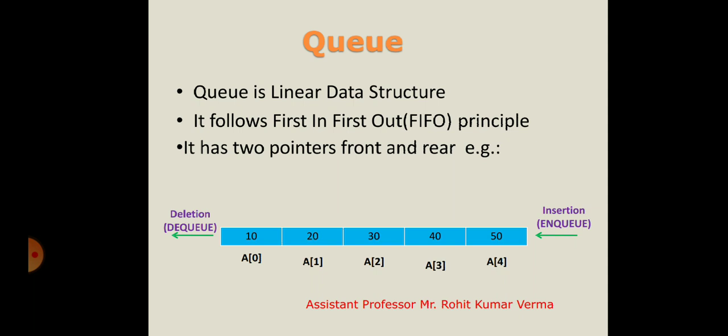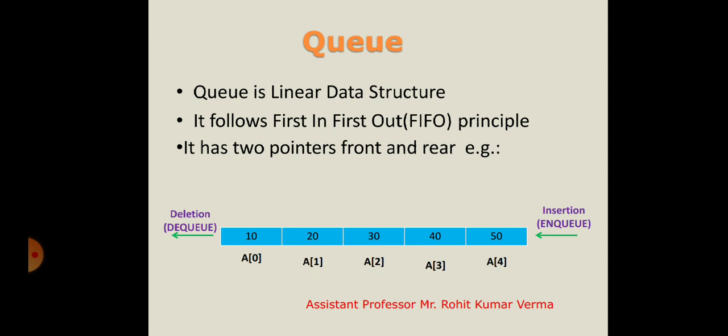So today we learn two things. The end which is used for insert operation in case of a queue is known as the rear end, and the end which is used for delete operation in case of a queue is known as the front end. I think these two concepts are clear now.